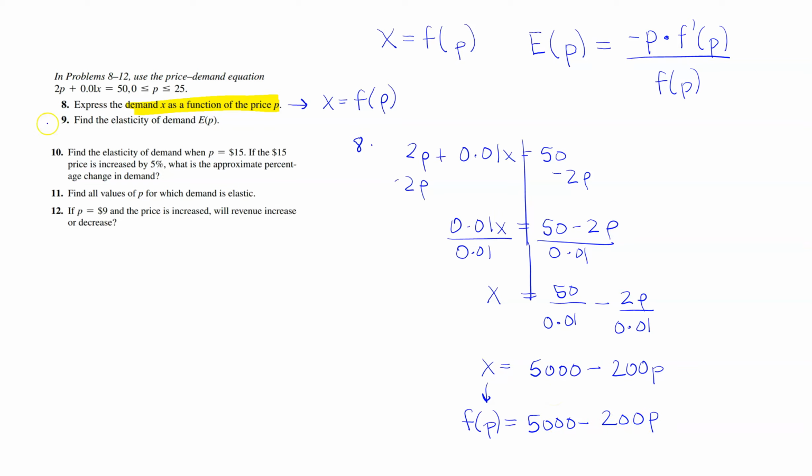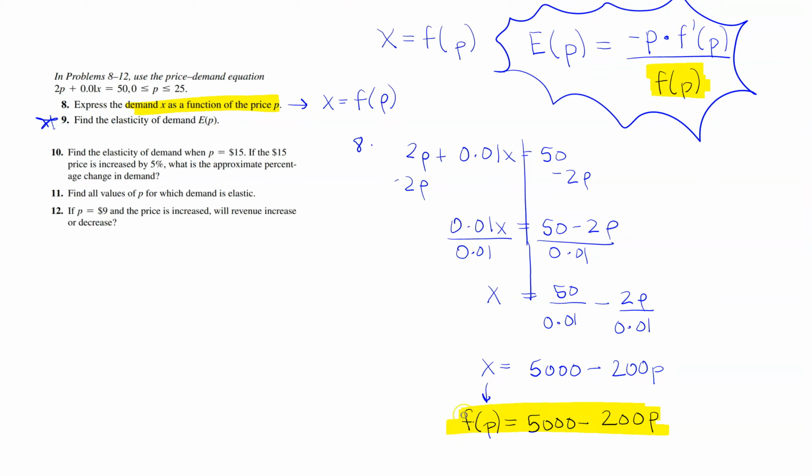So 9 asks us to find the elasticity of demand, the E of p. So that's using this formula up here. And for that formula, we need to know f of p, which we just found. And we also need to know the derivative of that function. So let's go ahead and find the derivative of f of p real quick. Well, p is just acting like an input variable. So keep that in mind. That means if we have the derivative of p somewhere, it's going to be a 1. p is just a normal everyday input variable.